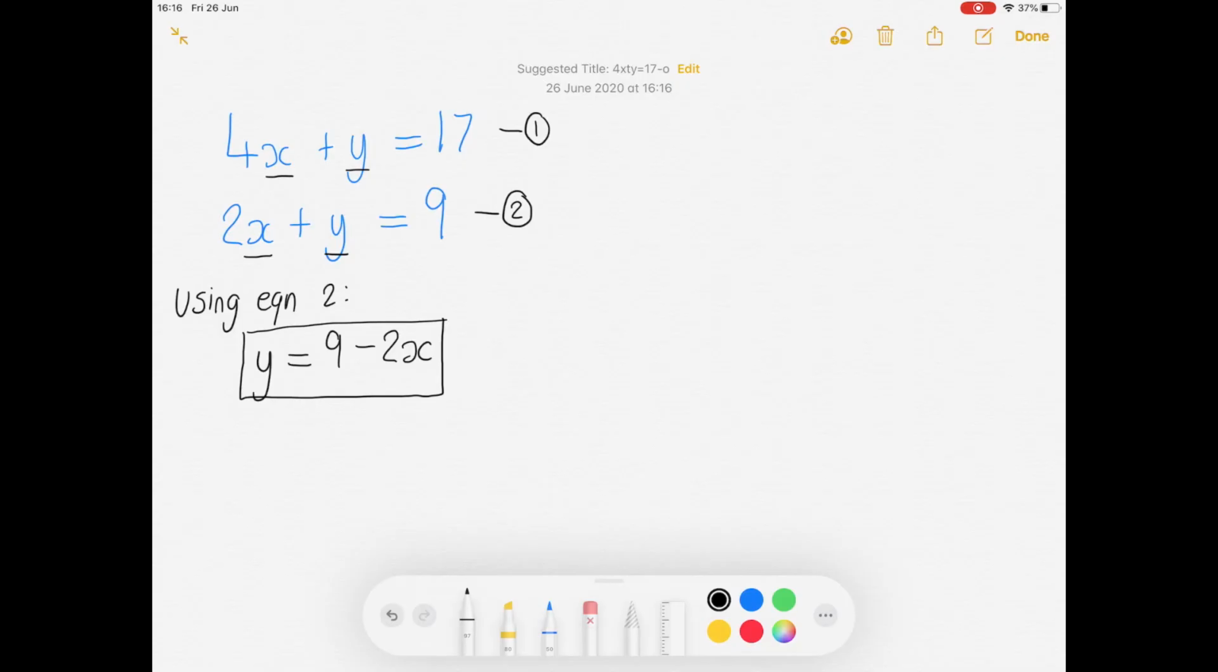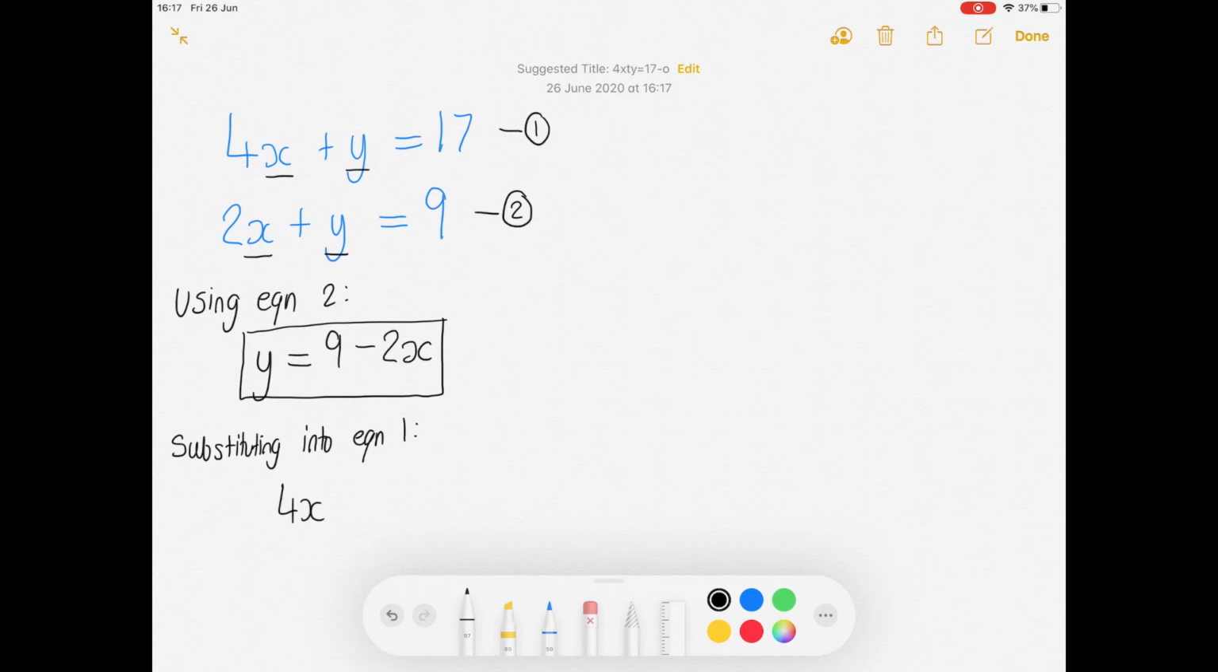The next step is we need to use this little magic formula and put it back into equation 1. So put it into the equation that you did not use. I didn't use equation 1, so substituting into equation 1. That basically means any time that I see a y in equation 1, instead of writing y, I'm going to write 9 minus 2x.